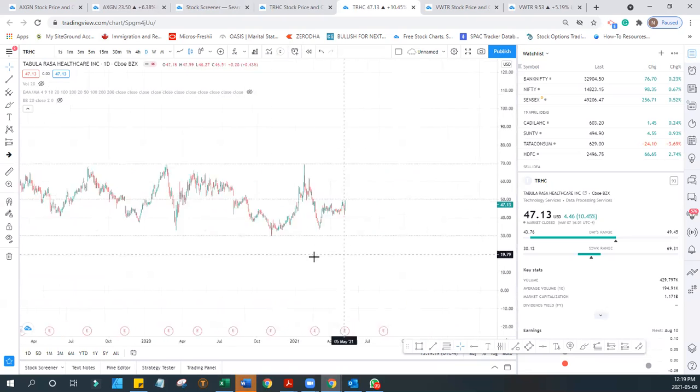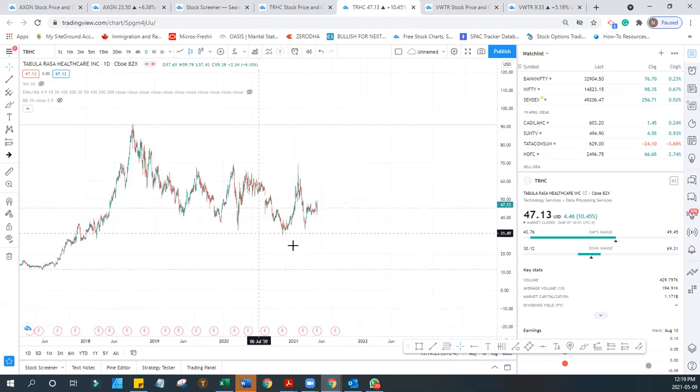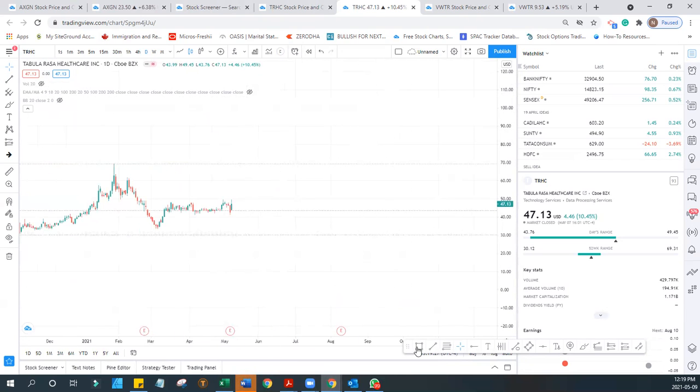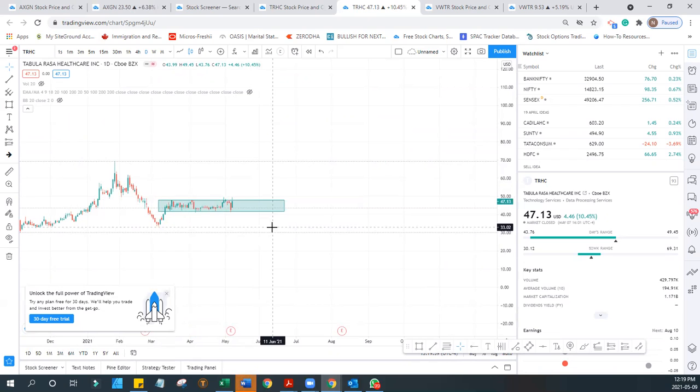On the daily, it's also kind of downwards, making lower highs and lower lows, and it's making consolidation, right? So if you want to keep an eye, if it breaks upwards, take the target of like $53. For the bottom, take the target of $33. So that's how you keep track.